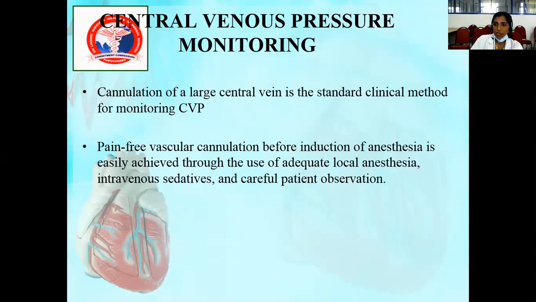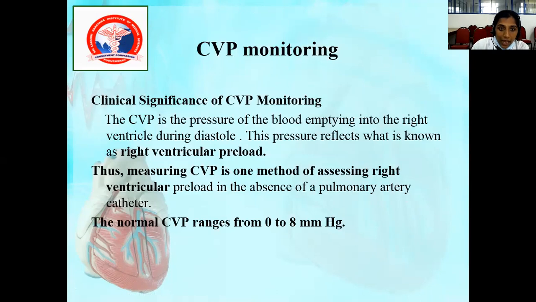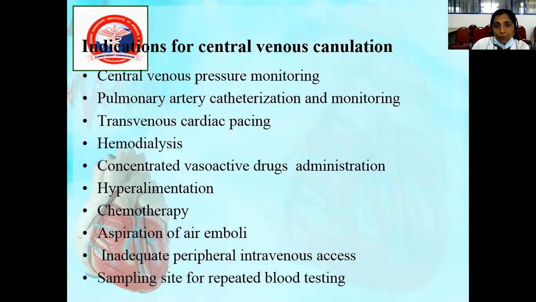Next is a little about CVP monitoring. CVP is basically central venous pressure monitoring. So sometimes when we are doing surgeries where we expect major hemodynamic shifts, like if we are doing a laparotomy or a big hemoperitoneum, something like that, we need to know the central venous pressure. So for that, commonly we use the IJV or the subclavian. We'll cannulate it with a CVP catheter, and we will have a tracing. The normal CVP value is 0 to 8 millimeter of mercury.